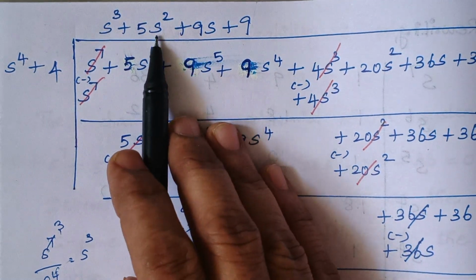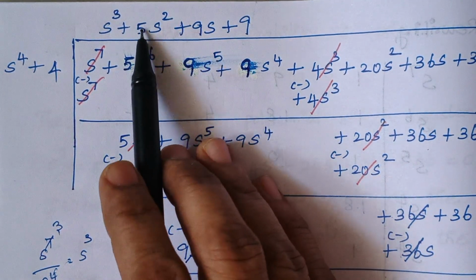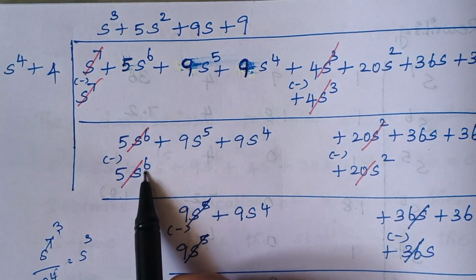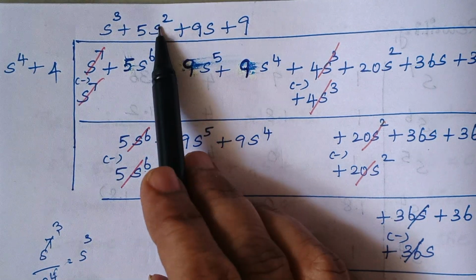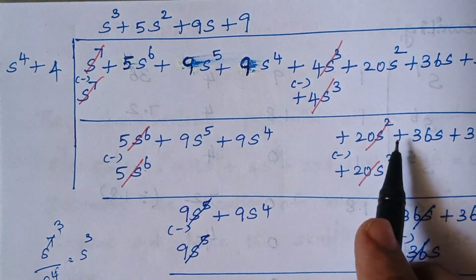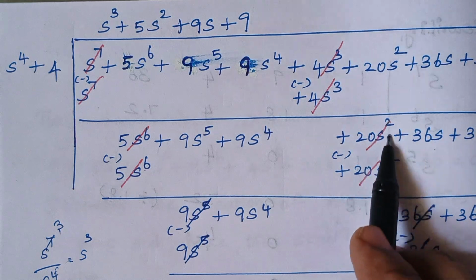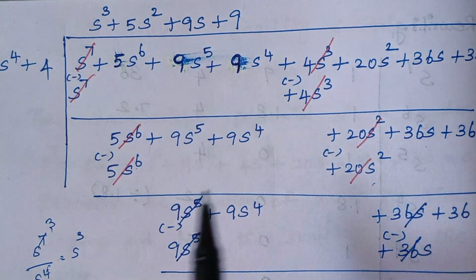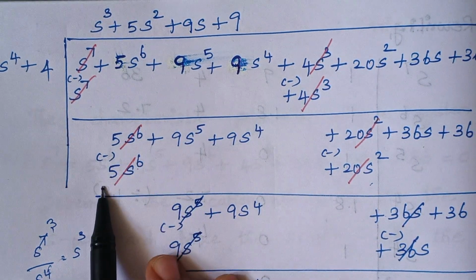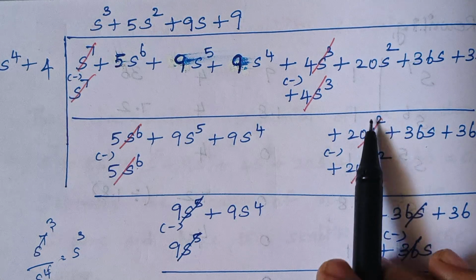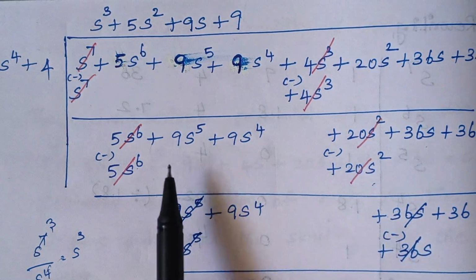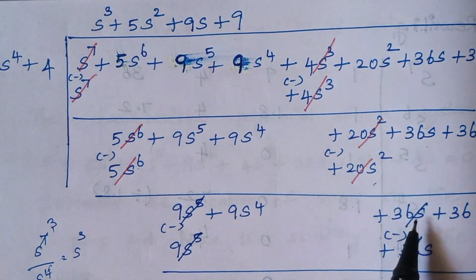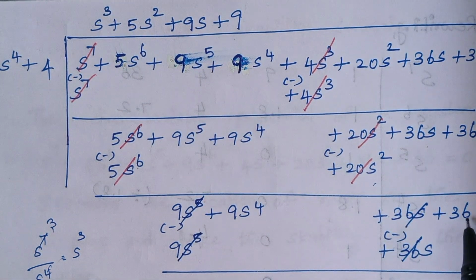Right. The next step you have to multiply. So 5s square into s to the power 4 will give you 5s to the power 6, and again 4 into 5s square will give you 20s square. Okay, we are writing under the s square term. So after writing as usual, we have to subtract. So when you subtract, these two terms cancel each other, and again these two terms cancel each other, and the remaining terms are 9s to the power 5 plus 9s to the power 4 plus 36s plus 36.